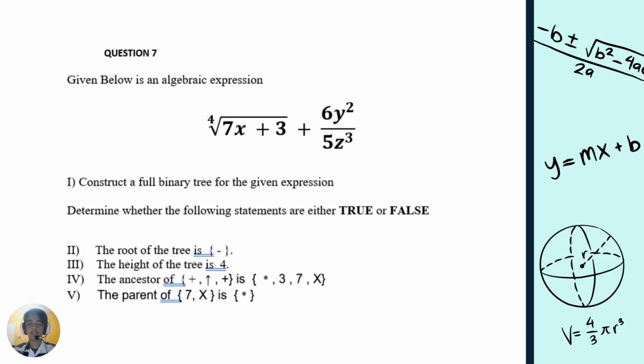So here is an example of a question that might come into the finals. Here we have an algebraic expression of 7x plus 3 to the power of 4, square root of 4, plus 6y squared divided by 5z to the power of 3. Now, how do you first tackle this question? First of all, you need to change it into a one line expression.